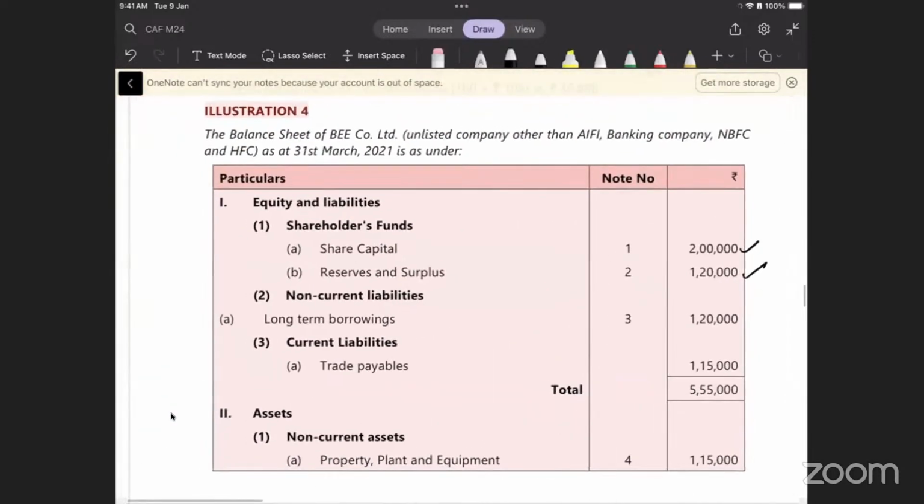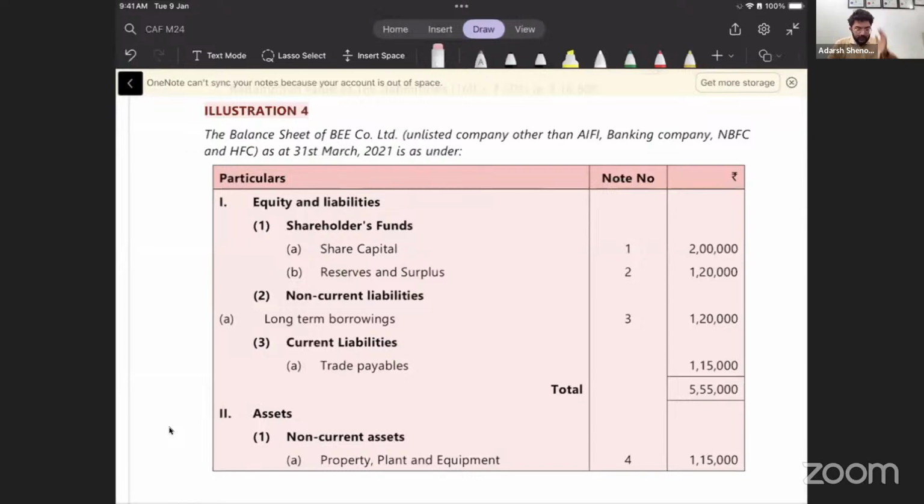Okay, one final question from redemption of debentures. It has bonus issue, it has whatnot. We will go through the question and see. The balance sheet of B Company Limited, unlisted. This is illustration 4 from the ICAI material. Is everyone with me? Can I start doing the question? Can I get information in the chat box? Shall we start with illustration 4?